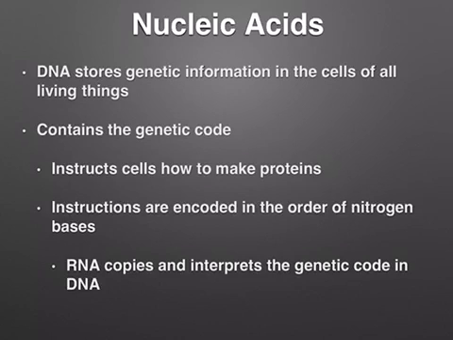So DNA's job is to store genetic information in the cells of all living things. This contains our genetic code, and we'll talk a lot more about the genetic code in a few more videos, but their job of the genetic code is to pretty much have the instructions on how to make proteins, and these instructions are coded based on the order of nitrogen bases. RNA then is used to copy and interpret the genetic code. RNA is kind of like the decoder of these instructions.